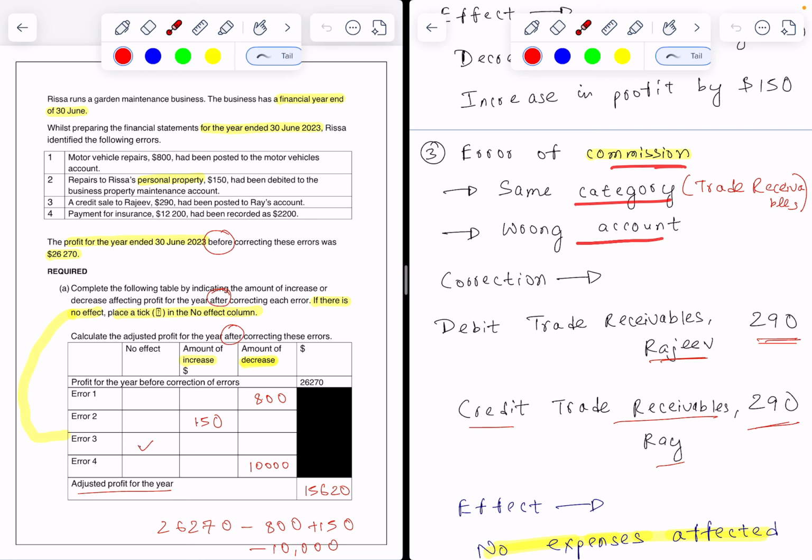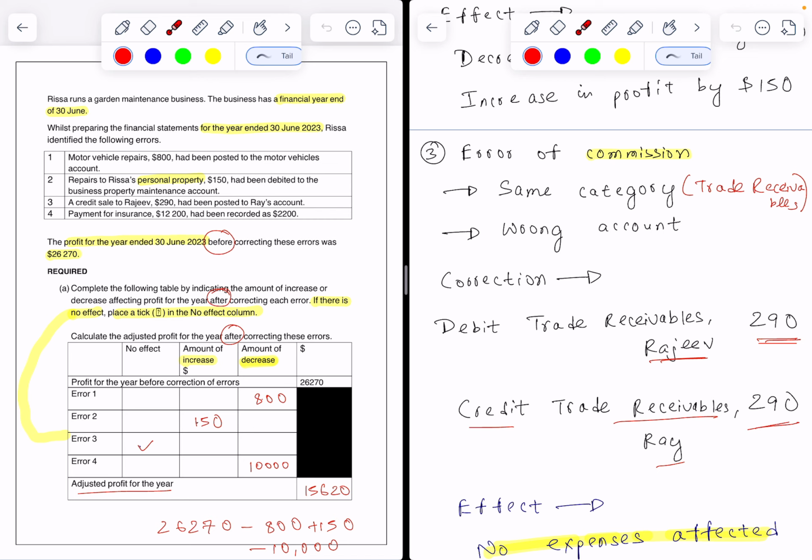Both Rajiv and Ray are trade receivables or credit customers of the business, all right? So we made a credit sale to Rajiv, but we made a mistake by recording it in the account of Ray. So as you can see, same categories of trade receivables are involved, but the wrong accounts were used. Therefore, this is what an error of commission is. So how do we correct this?